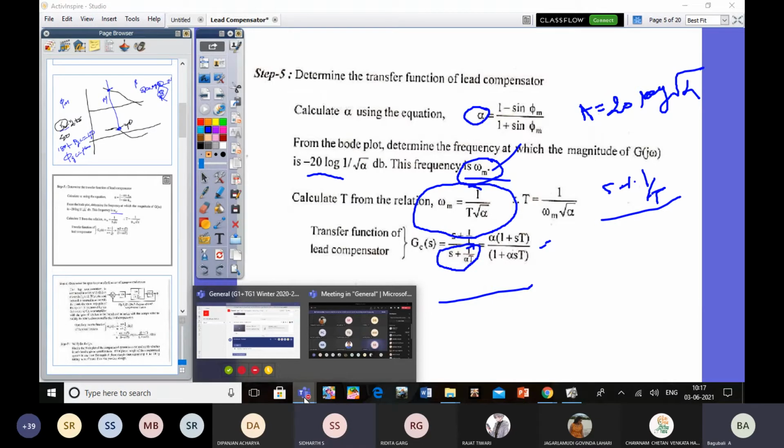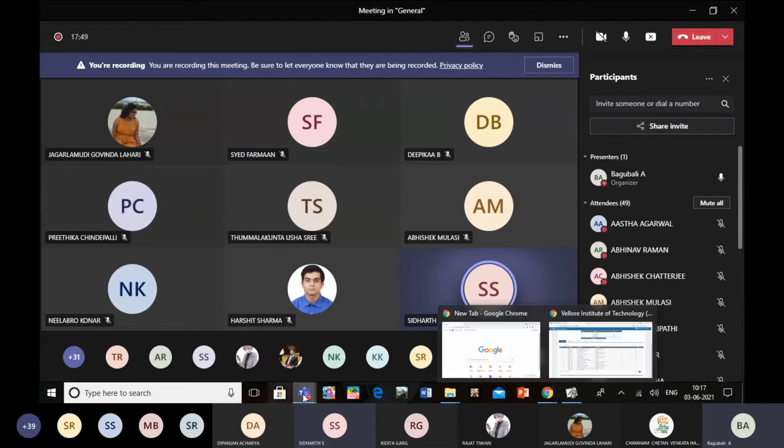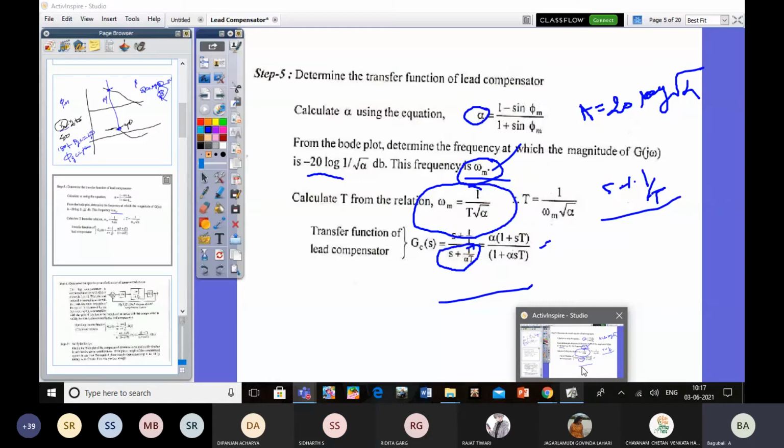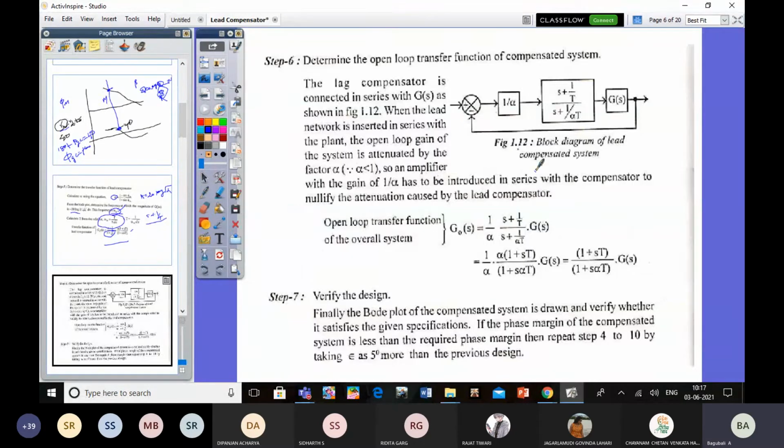So we add a 1 by alpha component and then Gc of s into G of s. Then we will get G naught of s, which is called the compensated system transfer function. Very good. In the previous case, as I told you, to nullify the effect of beta we multiplied with 1 by beta. Here, to nullify the effect of alpha, you multiply with 1 by alpha, into the transfer function of the compensator and the transfer function of the system. Multiplying all of these, we get the compensated system transfer function.